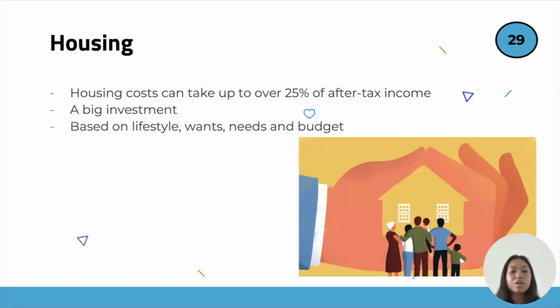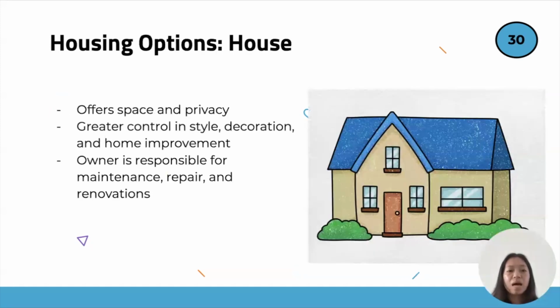Housing. Housing costs can take up to over 25% of after-tax income. It's a big investment and it's based on your lifestyle, your wants, needs, and your budget. A house offers privacy and space. You can have greater control in the style, decoration, and home improvement. The owner is responsible for maintenance, repair, and renovations.